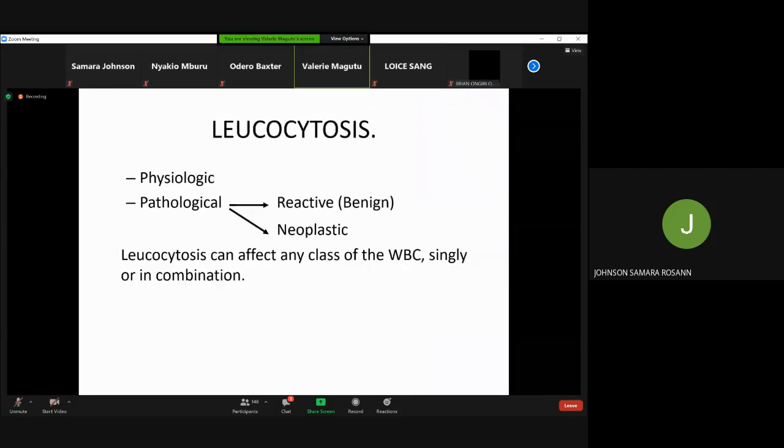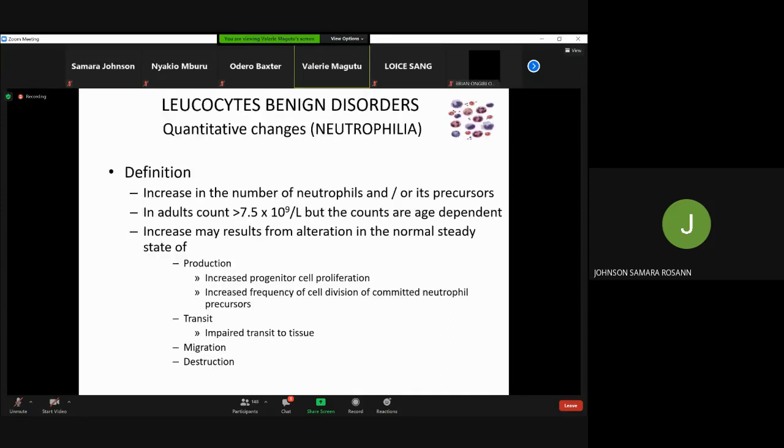So what are the causes of a leukocytosis? It could be physiological, and I think Prof has mentioned a neutrophilia after quite a bit of exercise, or it could be pathological. And for the pathological, it could be reactive or benign, or the increase could be due to neoplastic cells. And we're going to cover that when you do your heme-onc lectures next year. So for this year, we'll focus mainly on the benign or reactive causes of leukocytosis. And as I've mentioned before, leukocytosis can affect any class of the white cells, either singly, just one line, or in combination, meaning that they're all increased.